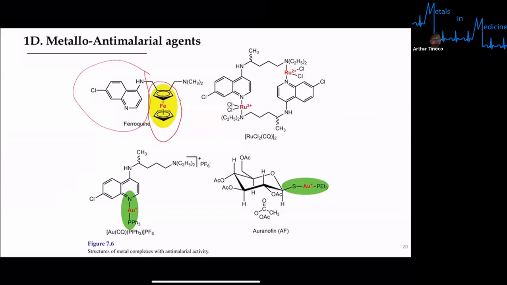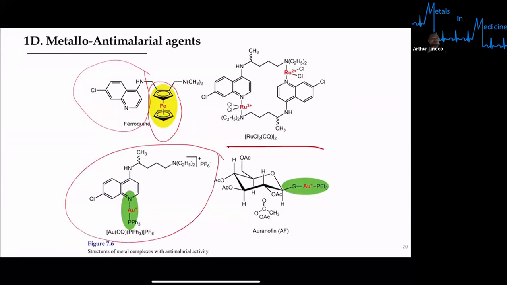Over here, we have these ruthenium-based compounds where you have coordination to these quinoline moieties. And over here, you have the gold version of it. Now you're looking at the gold one. We know that gold(I) tends to form these coordination number 2 structures. So you have the quinoline component coordinated to the gold through the nitrogen, but then you have the triphenylphosphine that's serving the rest of that coordination site.